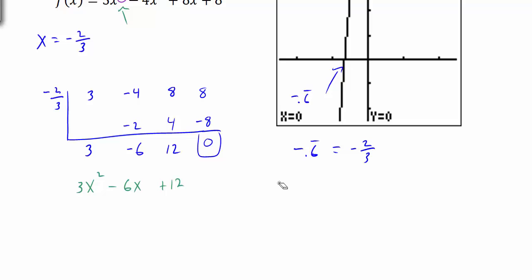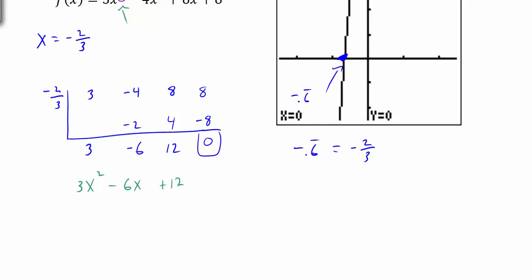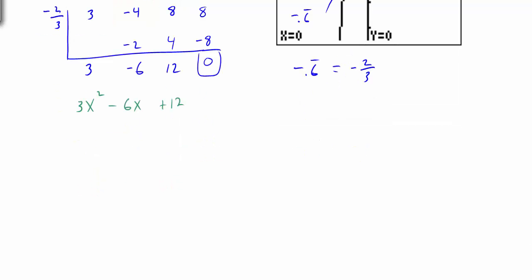If this is the only 0 that we have up here, then what does that tell us about the 3x squared minus 6x plus 12? This is not going to give us a real solution. So this isn't something we're going to be able to easily factor. So here we could actually set this up and use our quadratic formula.